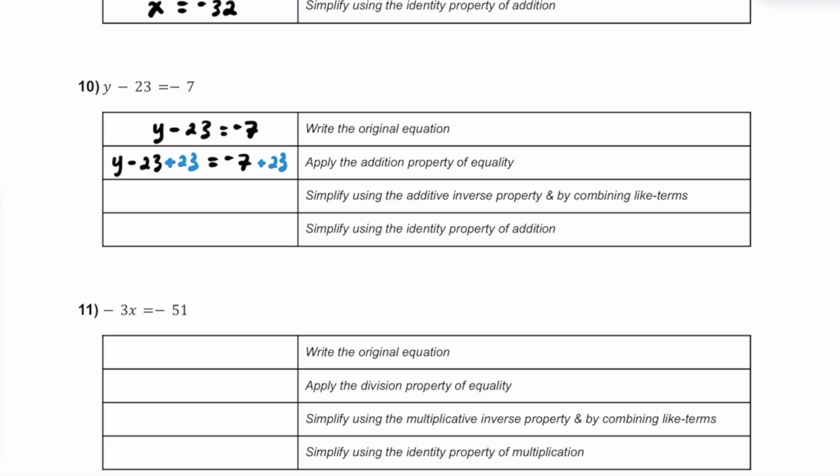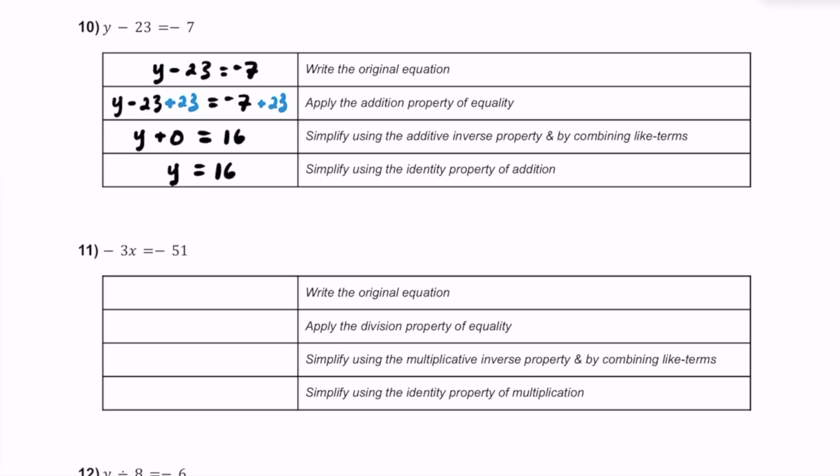Now, it says simplify using the additive inverse property. So this is technically a negative 23 plus a 23. So that's the additive inverse property. We're going to get y plus 0. And then on the right side of the equation, we combine these constant terms or these like terms. Negative 7 plus 23 is going to be 16. Okay. Finally, let's simplify using the identity property of addition. So that means that this y plus 0 is really just y. So y must be equal to positive 16. All right, let's check out number 11.